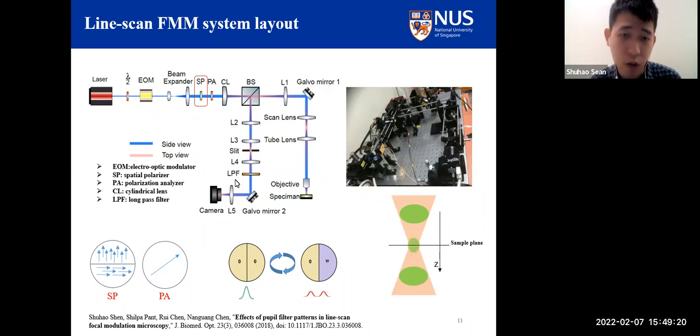So in this way, when we do the demodulation, we only collect the emission signal from the focal plane. Then we remove the out-of-focal background. In this way, we can enhance the penetration depth in thick tissues.